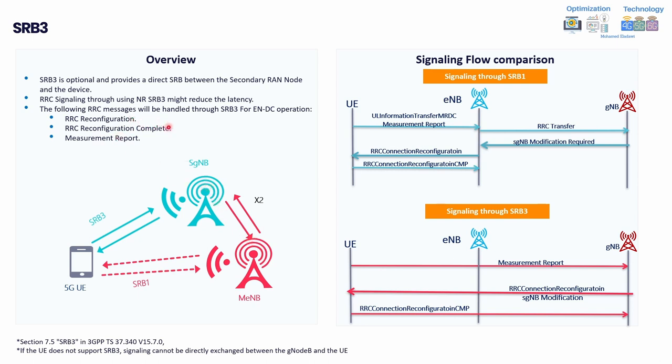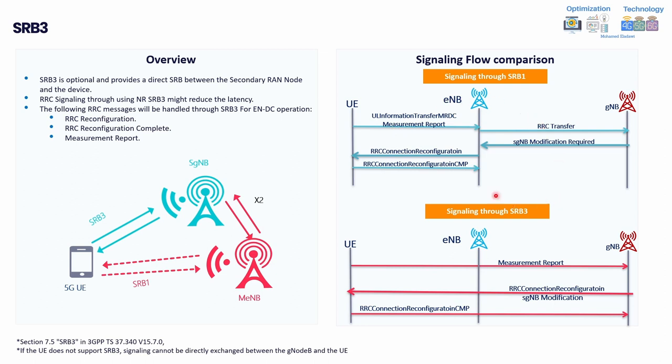So why is it recommended, or why can we do a trial to enable SRB3? This can give some improvement in the latency, because it will save some time, instead of having this kind of exchange or transfer from 4G and then going to 5G. Once you enable SRB3, you can have direct communication between the 5G UE and the SgNB, as you can see here. So all these 3 messages will be directly transferred from the 5G UE device to the SgNB, which are RRC reconfiguration complete and measurement report.